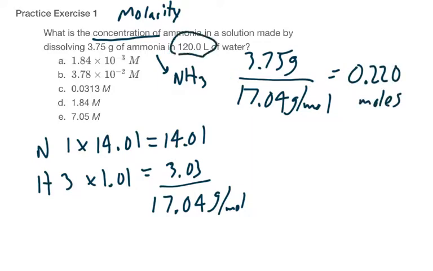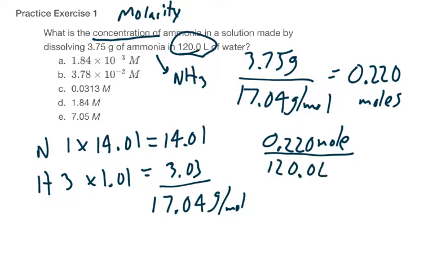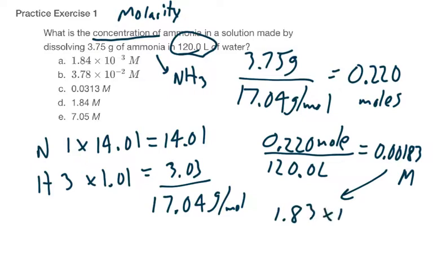Now, the volume is already in liters, so we don't need to do anything there. So let's find the molarity. You get the moles, you're going to divide it by the volume, which is already in liters for the solution. And this time we are going to use 3 significant digits. You end up getting 0.00183 capital M for molar. In scientific notation, that would be 1.83 times 10 to the negative 3 molar.